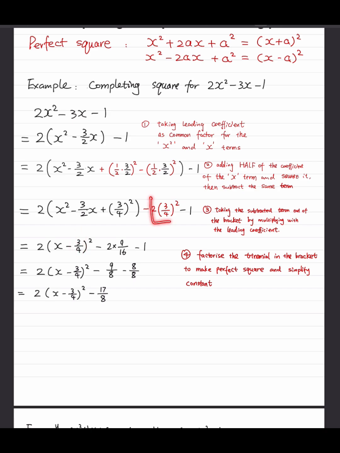And then we're going to simplify all these constants at the back. You have negative 2 times 3/4 squared, which gives you 9 over 16, minus 1. Okay, so negative 2 times 9 over 16, you get negative 9 over 8. Minus 1, we can rewrite as 8 over 8. So now you have negative 17 over 8. Okay, so this is how we're completing a square. It's just a quick recap.